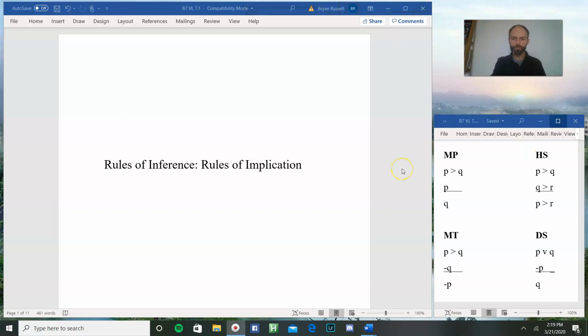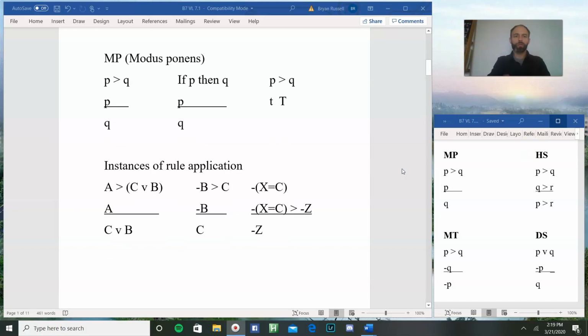So, we should be familiar with some of these rules from way back in chapter 1. So the first rule that we're given is called modus ponens, but you just know it as MP. So MP is the first rule.